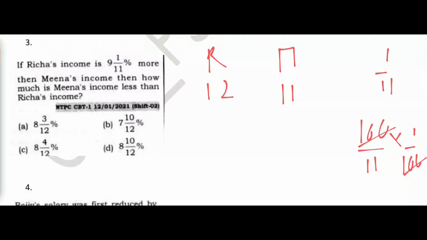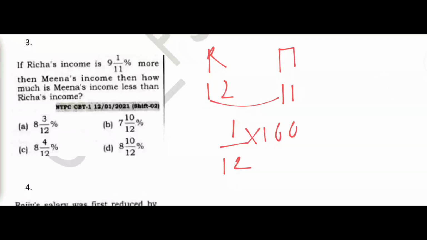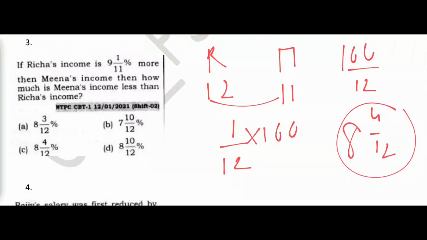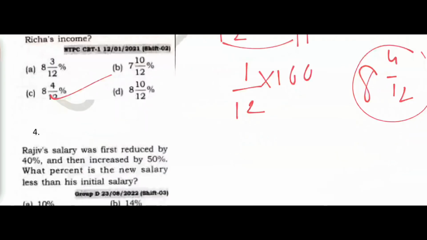We are told to find how much Mina's income is less than Richa's income. Mina's income is 1 less than Richa's income into 100. So we have 100 by 12. 12 8s are 96, remainder 4 by 12. So 8 4 by 12 is your answer.